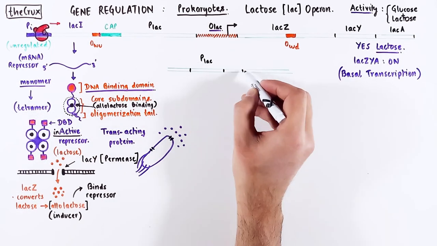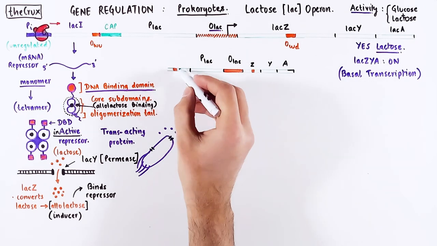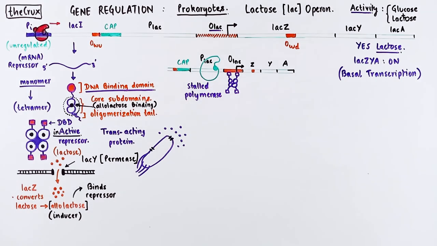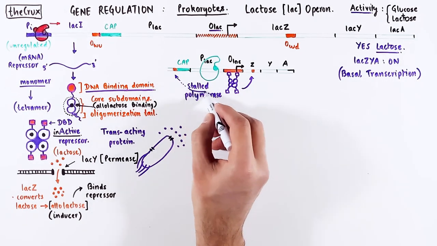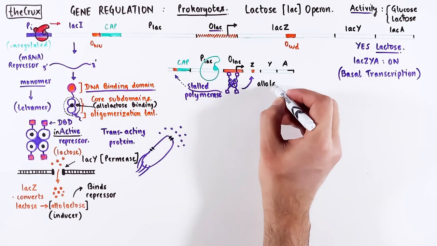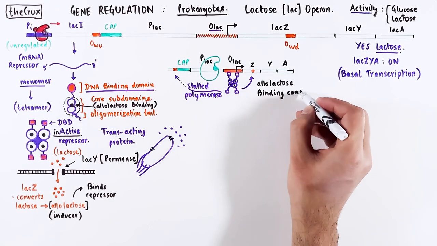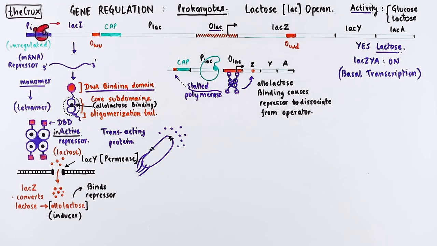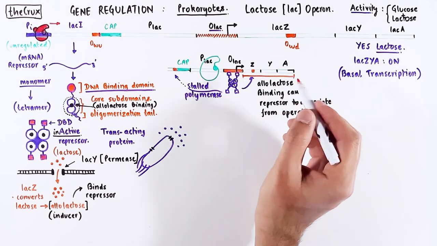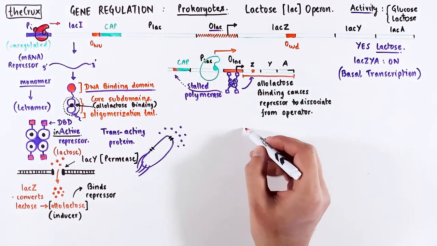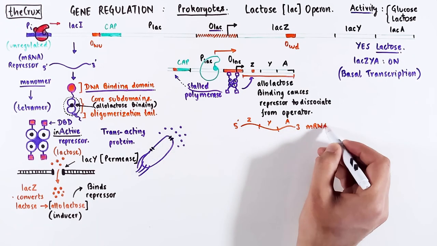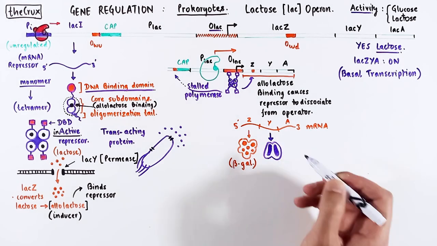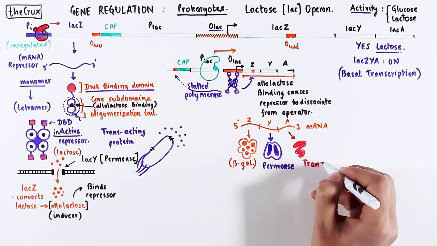And now we can draw the operator and repressor binding scenario again, where normally an active repressor binds the operator and stalls the polymerase, and this binding of repressor is of course mediated by the upstream and downstream operators, but when the allolactose binds to the repressor, it causes the repressor to dissociate away from the operator sequence. This means that the stalled polymerase, which is already sitting at the promoter, wastes no time and moves along the DNA and makes the ZYA RNA. And this LacZ in this mRNA makes the galactosidase enzyme, LacY makes the permease, LacA makes the transacetylase.